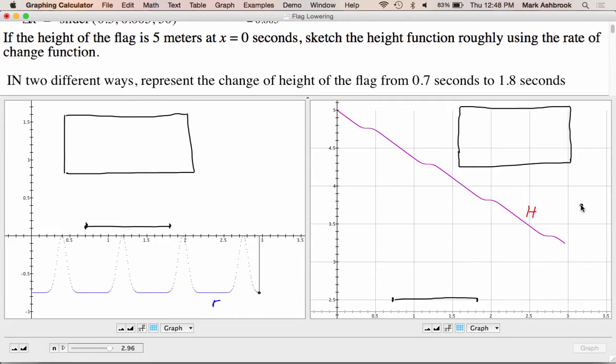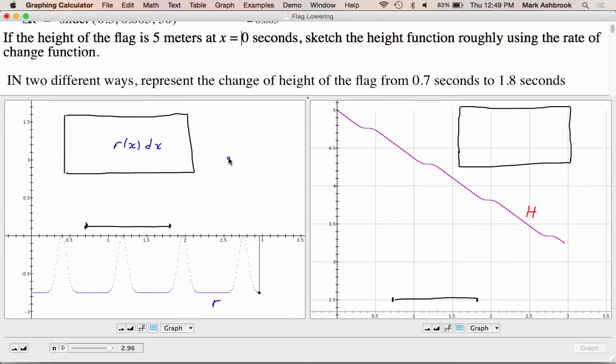So if we've got the rate function, to get the total amount of change in height, we've got to sum up all the little bits of change of height. Each little bit of change in height is what? R of x times dx. Right. Each little change in height is R(x) dx, because of the constant rate of change.